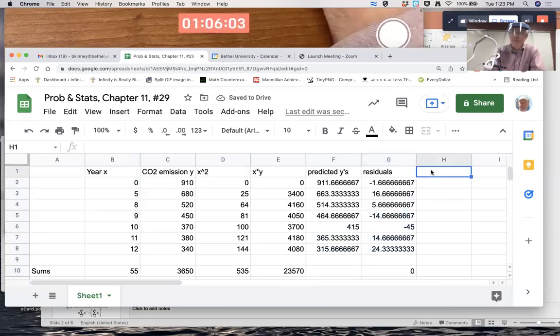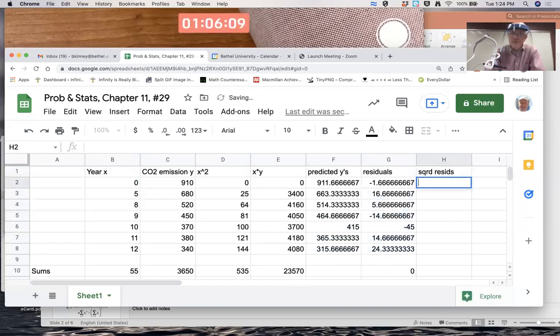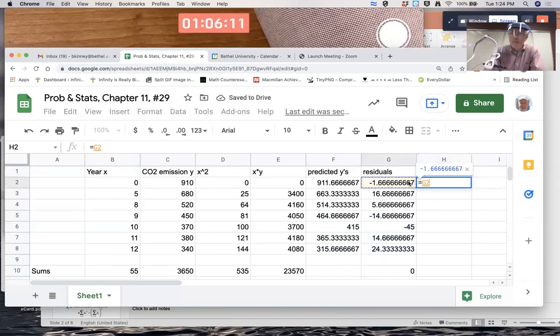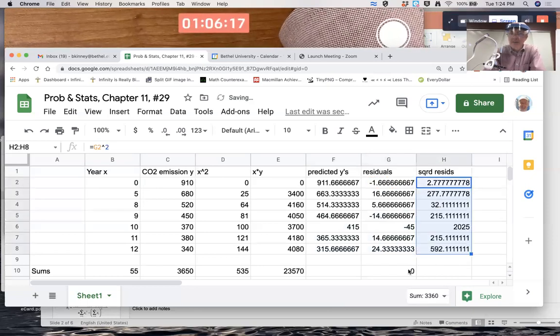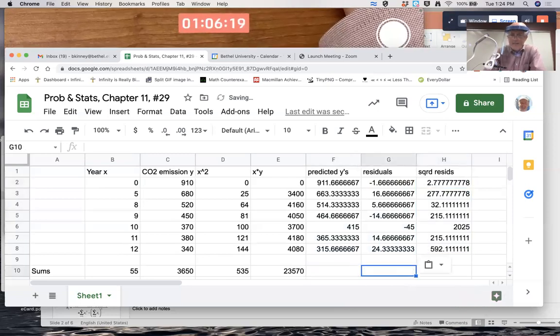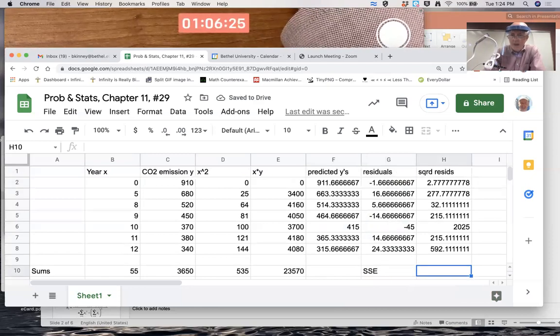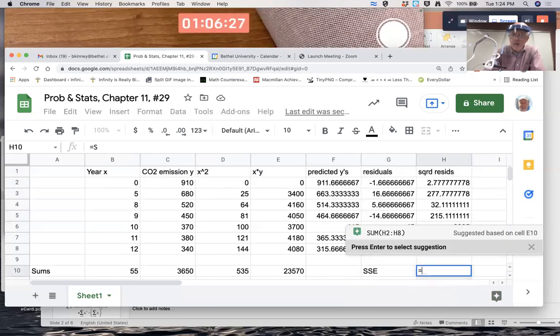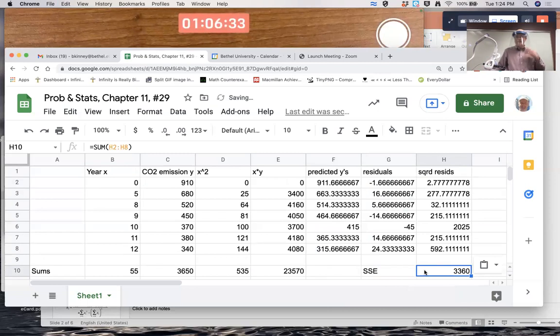But if you square them, squared residuals, of course, they're not going to be negative. You'll get a bunch of positive numbers. And okay, let's relabel this thing here. And SSE is now the sum of those squared errors, residuals. I can just copy and paste the summation formula to column H. That's SSE, 3360. S is sum of squares. E stands for errors, which is synonymous with residuals.